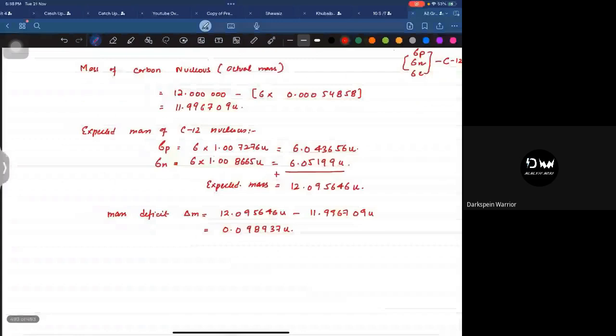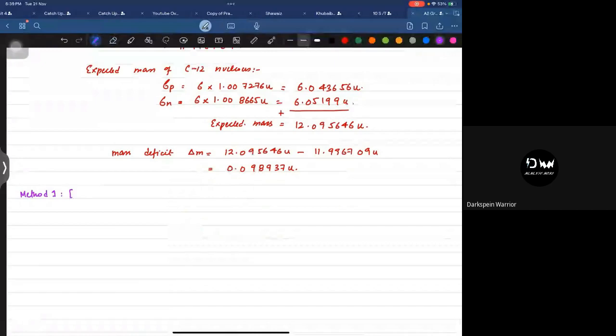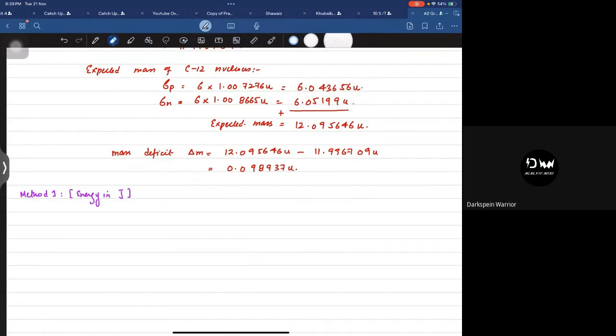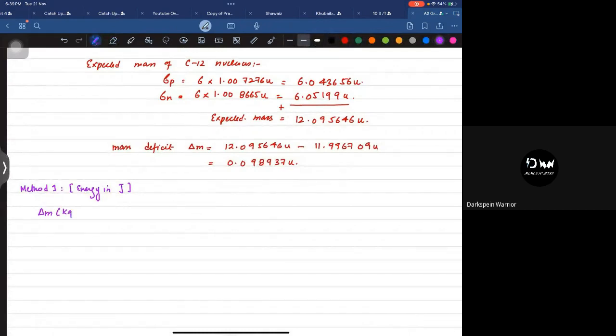From this point onwards, this will be a requirement thing. Sometimes the answer is asked in joules. So in a different color, this talks about energy in joules and how to do this. In method one, this is the path through joules. Delta M, we first convert into kilograms. Because this was in U, we should know that 1 U is 1.66 times 10 raised to minus 27 kg. This comes out to be 1.642354 times 10 raised to power minus 28 kilograms.